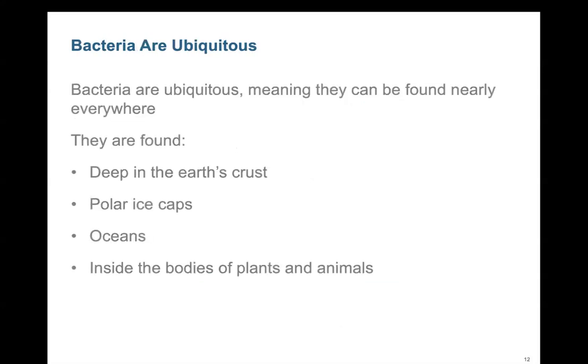So let's start off with bacteria. First of all, bacteria are ubiquitous. Bacteria are found everywhere. Any surface, they are found. They are found deep in the Earth's crust. They're found in the polar ice caps, so you can even find bacteria in very extreme environments. The oceans, as well as inside the bodies of plants and animals.